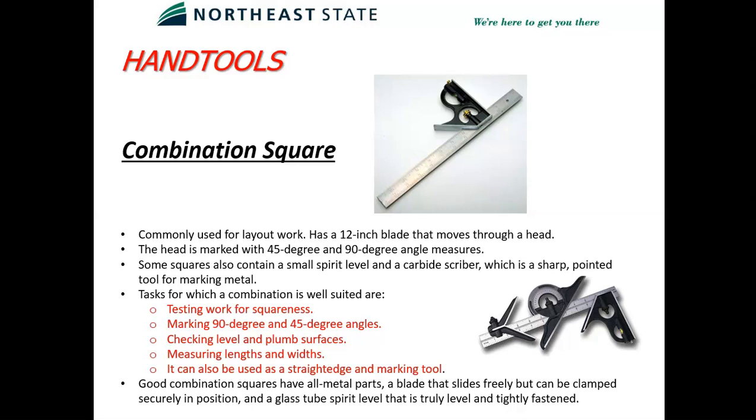I'm just kind of going off the cuff here, looking at the red text. That is what you'll need to know for the test, as I mentioned on our introductory day, August 17th. So the combination square: test the work for squareness, check 90-degree and 45-degree angles, check the level or plumb of surfaces. You can check and measure lengths and widths using the ruler. The ruler can also be used as a straight edge, or use the square head and the ruler together to mark. You can slide it down to make a marking tool.